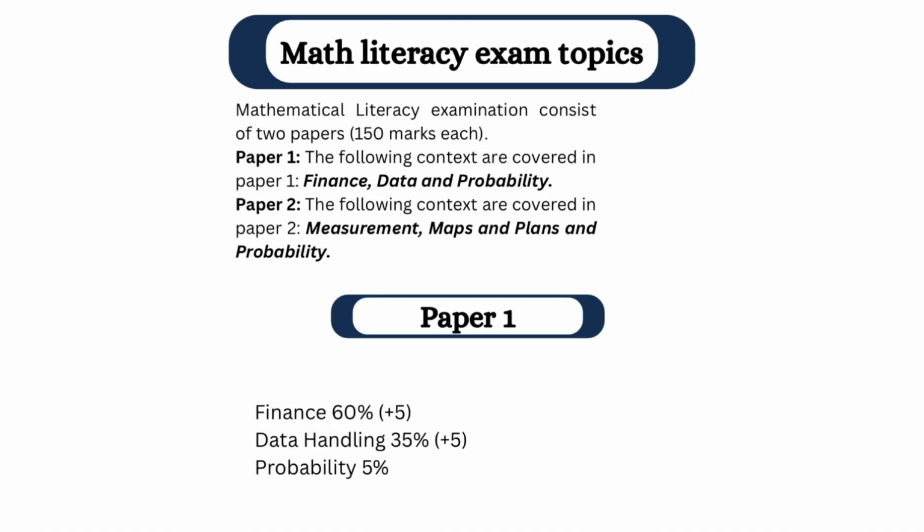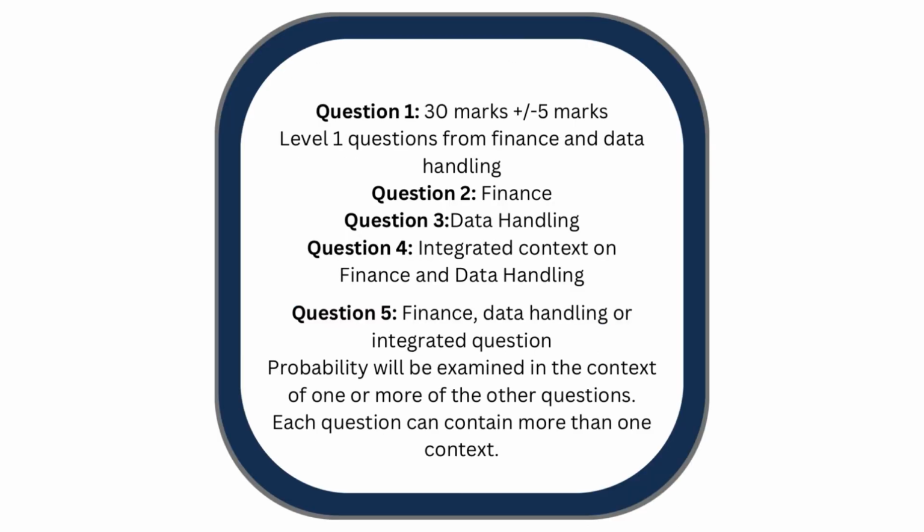These are the topics that are covered in paper 1, which is usually finance, data, and probability. In paper 1, it's usually 60% finance, 35% data handling, and 5% probability, right? And usually question 1 is 30 marks, plus or minus 5 marks. It's level 1 questions from finance and data handling.